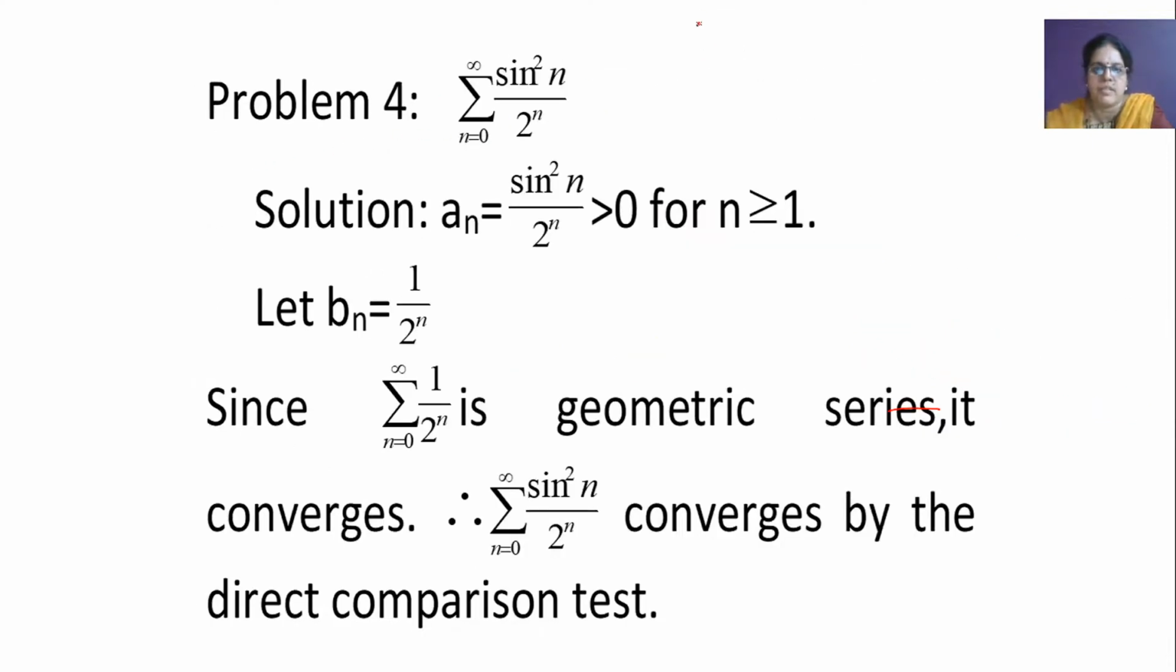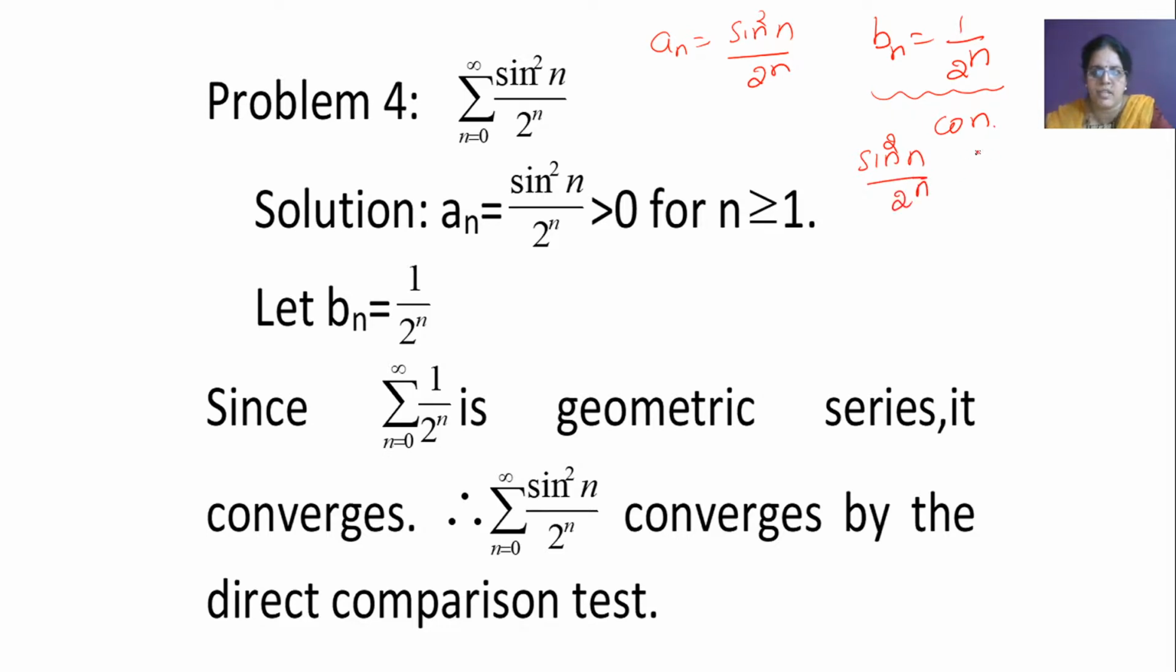Another problem, sigma sine square n by 2 power n. So it is very simple. Now an is sine square n by 2 power n. I will take bn as 1 by 2 power n. We know that this is a geometric series, it converges, and sine square n divided by 2 power n.